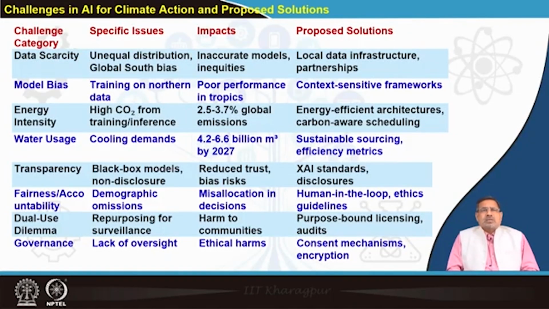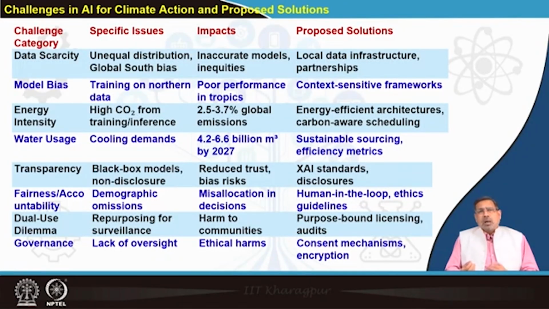Moving on to the various challenges. The challenges in utilizing AI in terms of climate action and proper solutions. The various categories are data scarcity. Many times the artificial intelligence tools need heavy data, and sometimes we are lacking the data. So, data scarcity is one of the challenges.